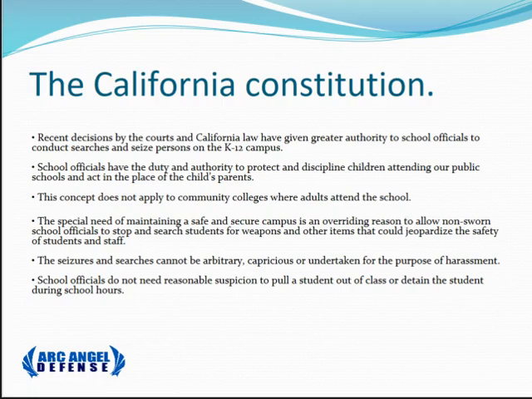This concept does not apply to community colleges where adults attend the school. The special need of maintaining a safe and secure campus is an overriding reason to allow non-sworn school officials to stop and search students for weapons and other items that could jeopardize the safety of the students and the staff. The seizures and searches cannot be arbitrary, meaning you can't just do them, or undertaken for the purpose of harassment. School officials do not need reasonable suspicion to pull a student out of class or detain the student during school hours.